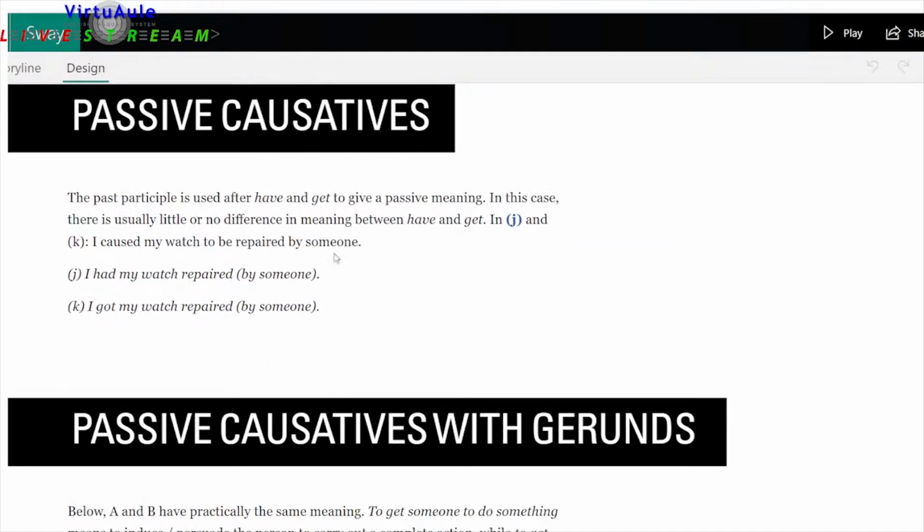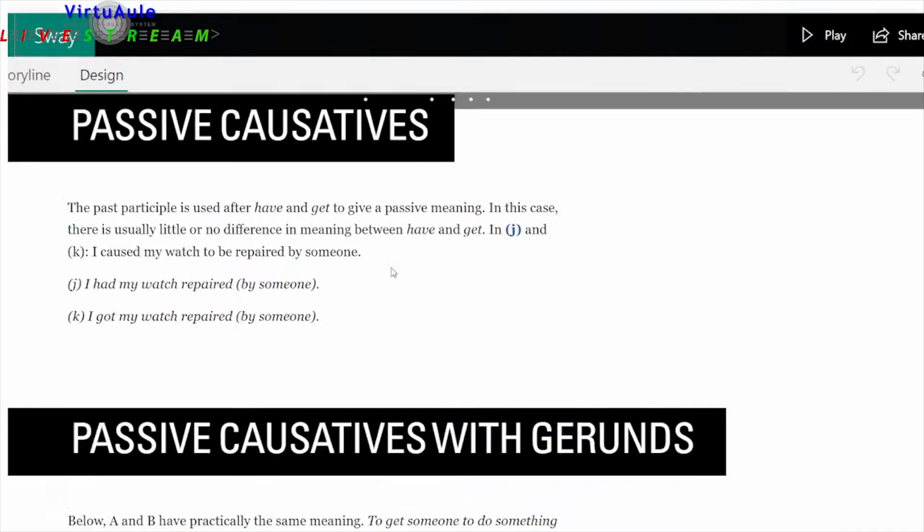Let's look at the passive causatives. This is pretty small.